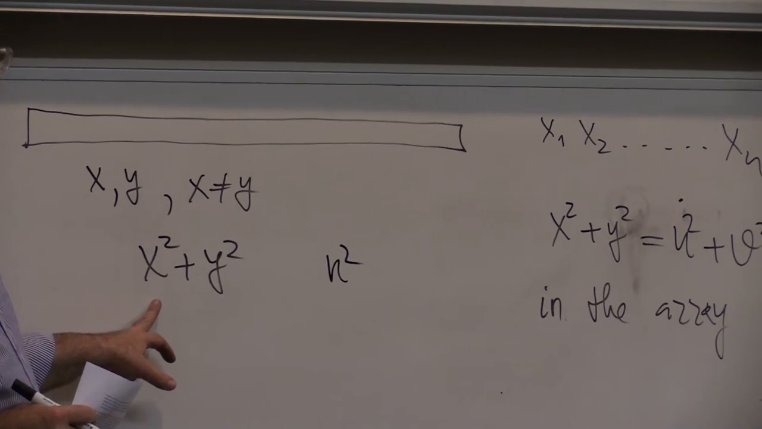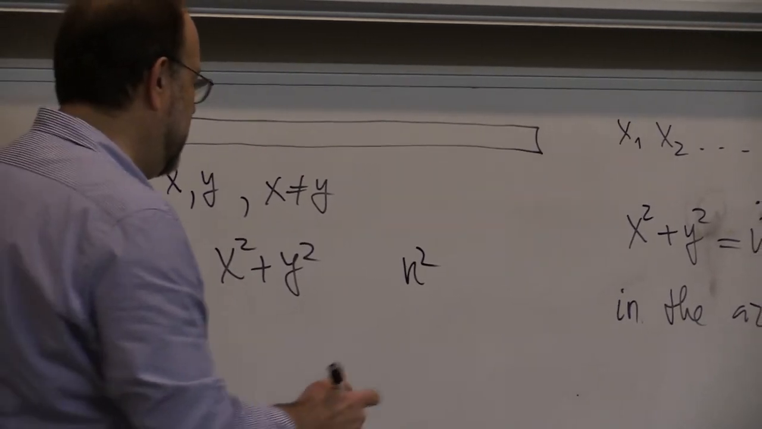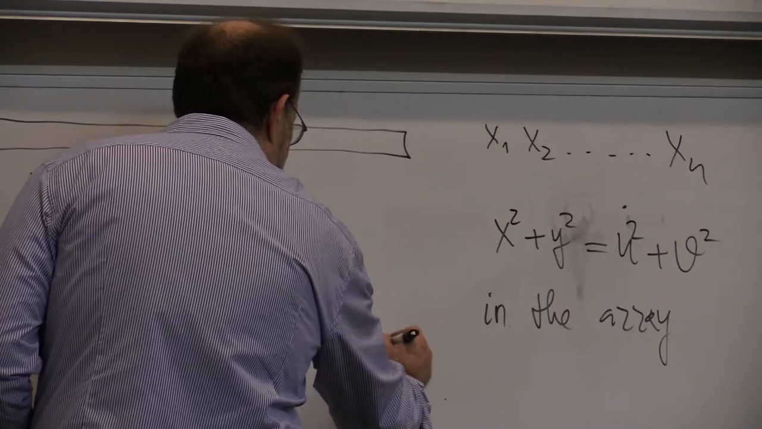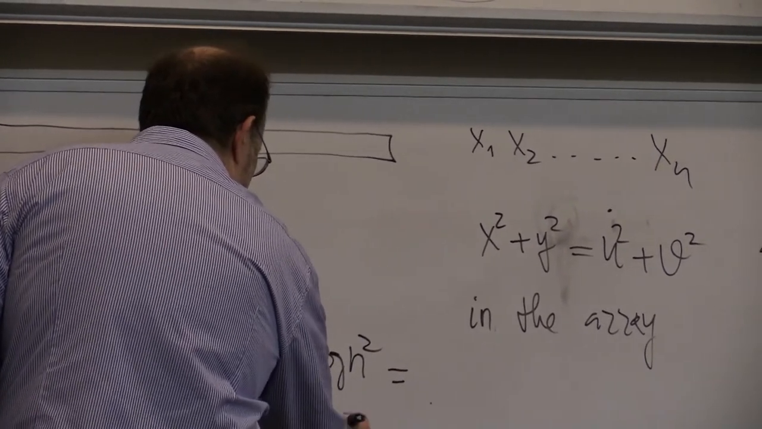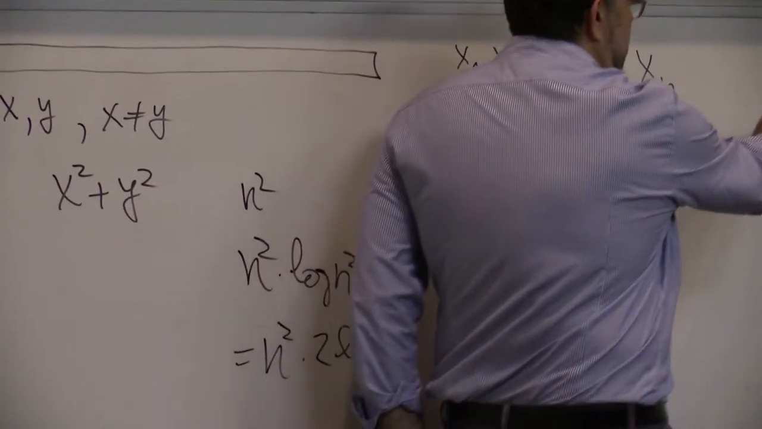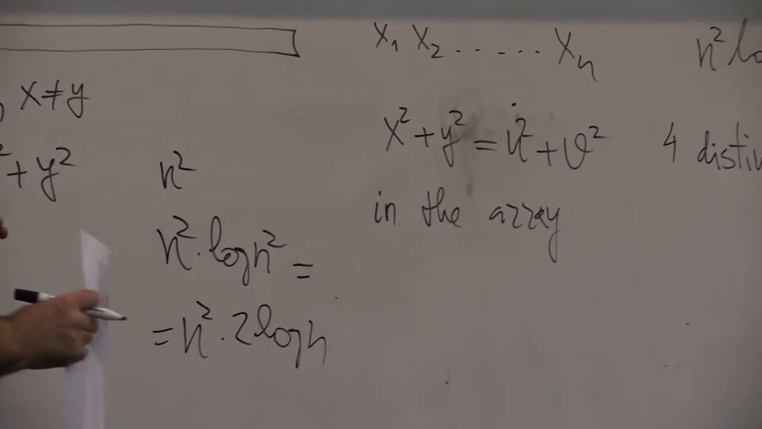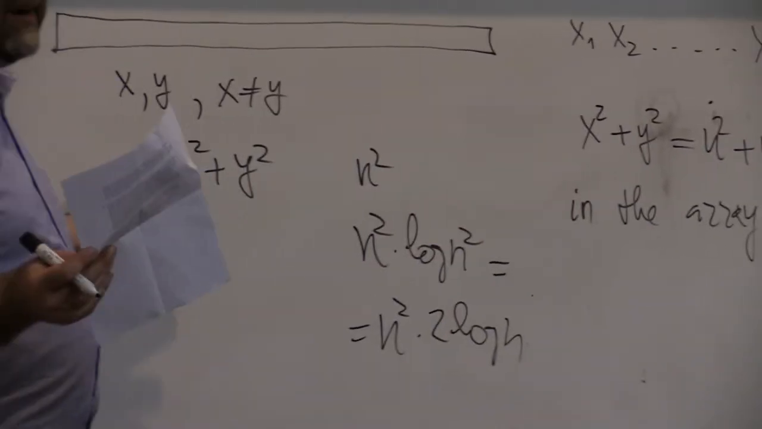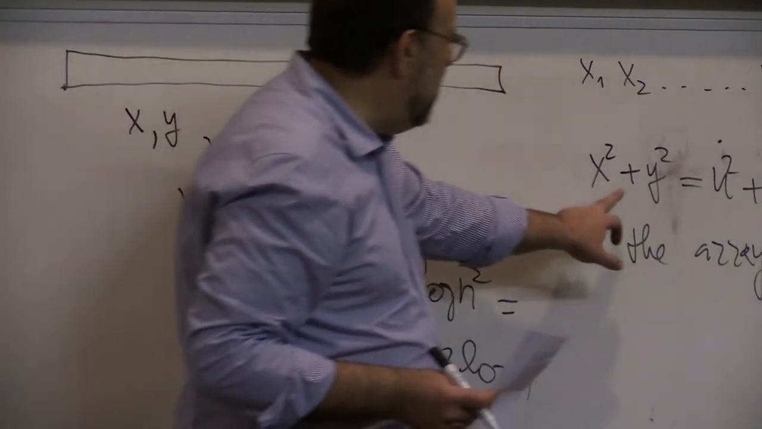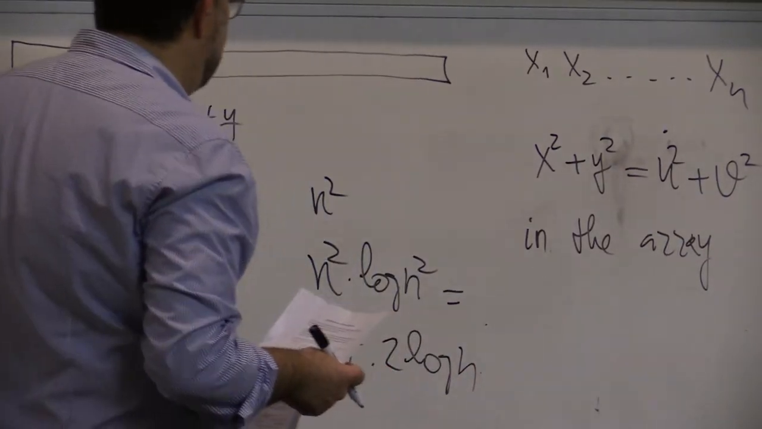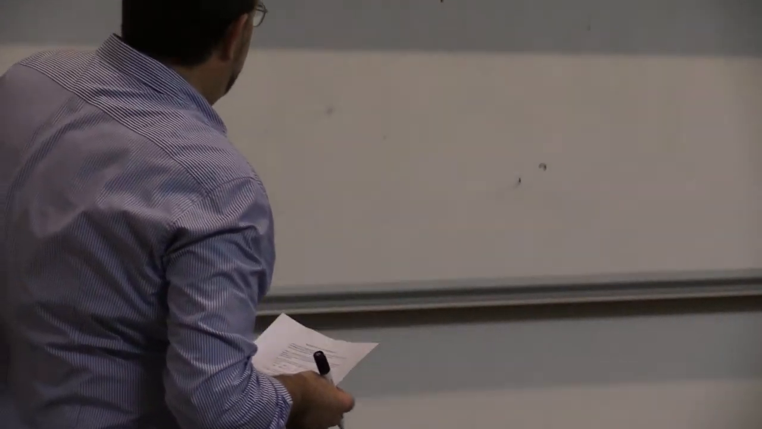We simply sort the array of the sums of the squares. How much time does it take to sort? Well, it's n squared times log n squared, but that is n squared times 2 log n. So you are within the time bound. Once you sort the array, what do you have to check? Whether there are any duplicates, because this will happen just in case you hit the same value twice. So it's really quite simple.